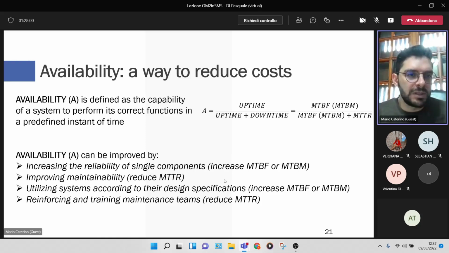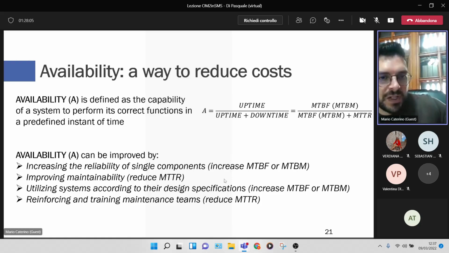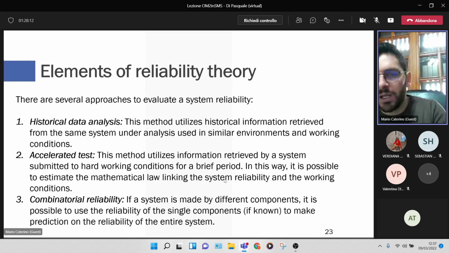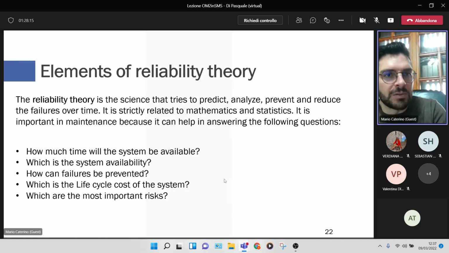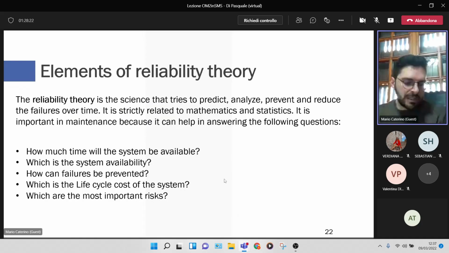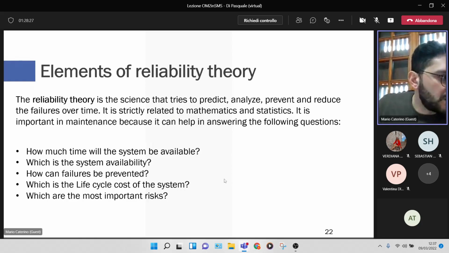And we can also improve availability, as said before, by reinforcing and training maintenance teams. In this case, we will reduce the mean time to repair. Okay, now we should start to talk about reliability. We will introduce some important aspects of reliability theory, obviously related to maintenance.